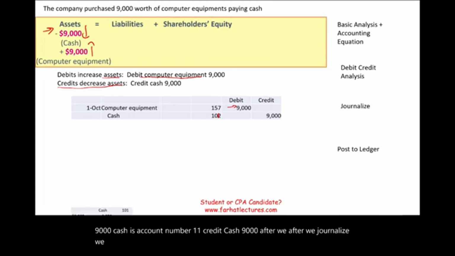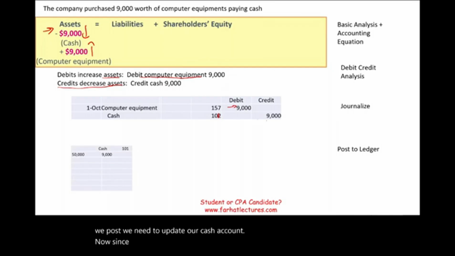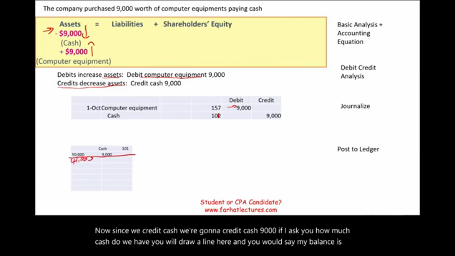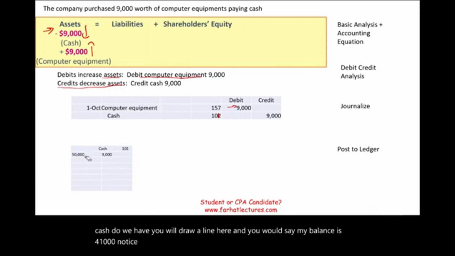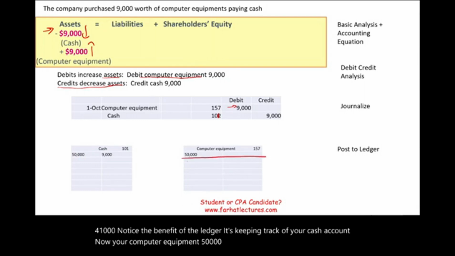After we journalize, we post. We need to update our cash account. Since we credit cash, we're going to credit cash 9,000. Now, if I ask you how much cash we have, you will draw a line here and say my balance is 41,000. Notice the benefit of the ledger. It's keeping track of your cash account. Now your computer equipment, 50,000. If I ask you what is the balance, you would say 50,000.